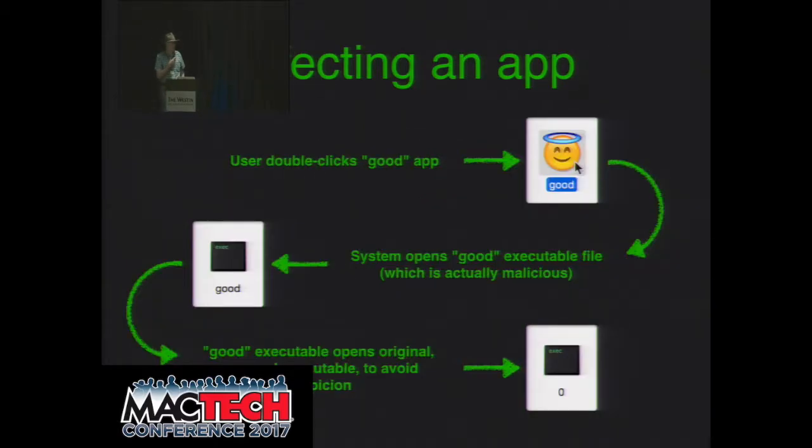So this is what that flow looks like. The user double-clicks on the app that has been infected. The system opens that executable that is actually malicious, that has been placed inside the app. That malicious executable does whatever dirty work it wants to do, and then proceeds to open the original executable, which has been renamed. And this makes everything look normal. So it looks like you double-clicked on the app, and it opened, and everything's good, right? Nothing went wrong. So no suspicions for the user.